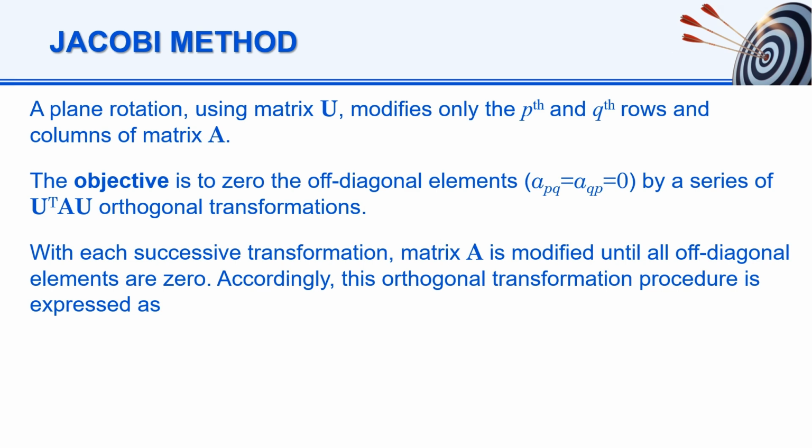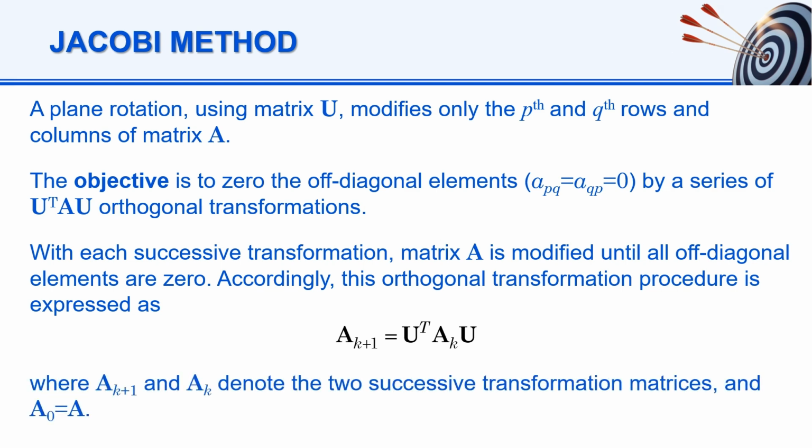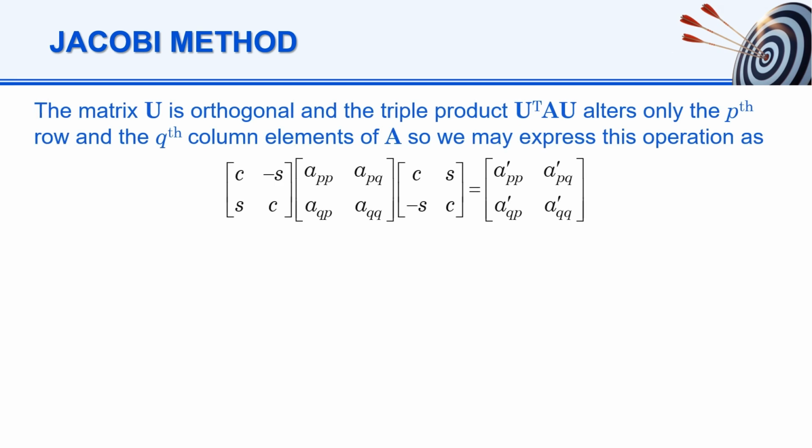Accordingly, this orthogonal transformation procedure is expressed as, where A sub k plus 1 and A sub k denote the two successive transformation matrices, and A0 equals A. The matrix U is orthogonal, and the triple matrix product transpose U AU alters only the pth row and the qth column elements of matrix A, so we may express this operation as, which gives.